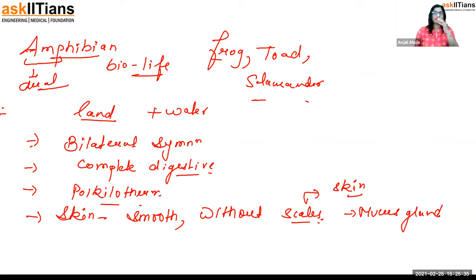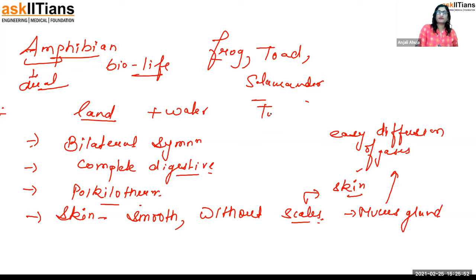Why is slimy skin there? Because sliminess helps in the easy diffusion of gases. Respiration happens through the skin, and because of the mucus and slimy skin, easy diffusion of gases happens. It means they can easily exchange gases.